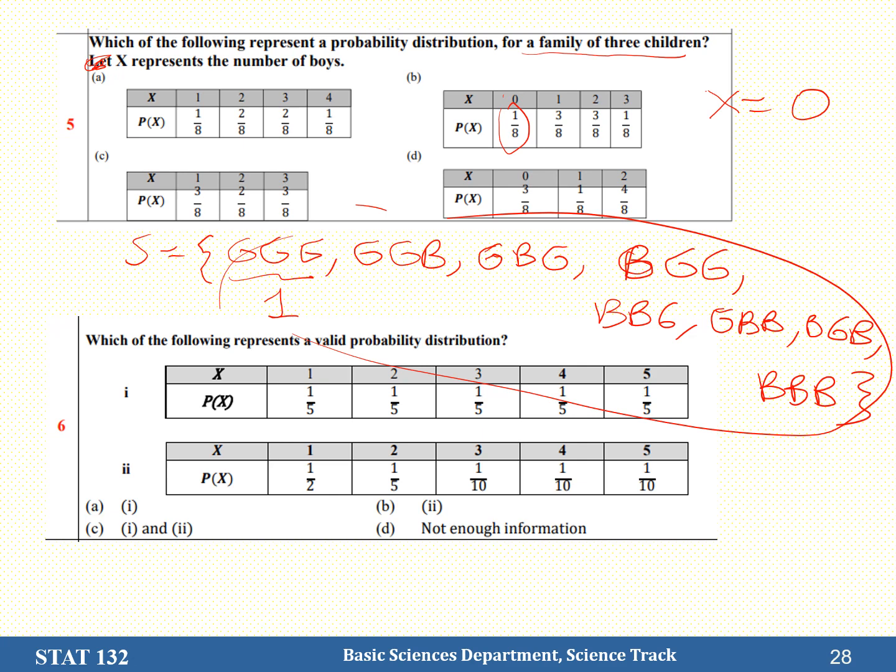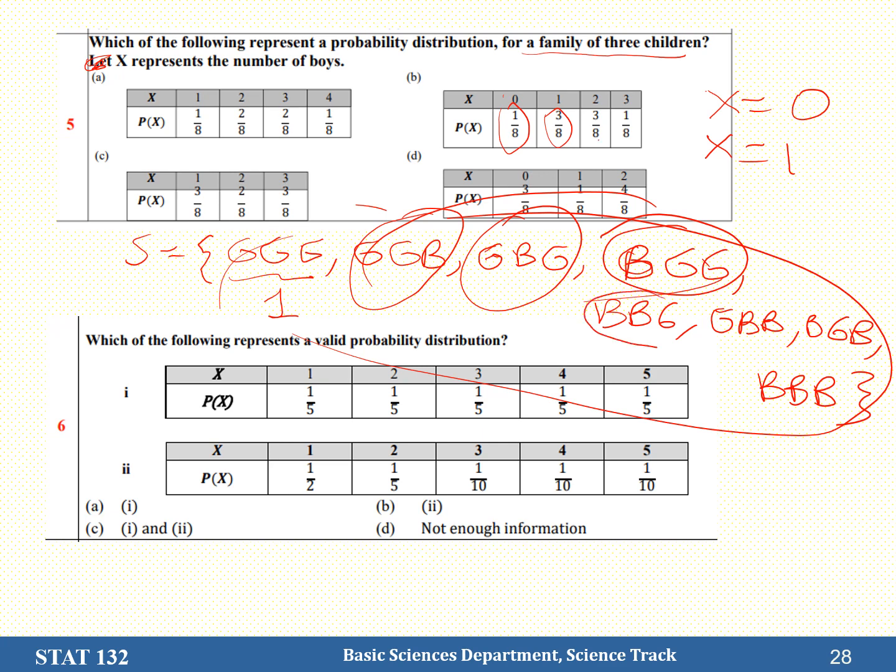So for x equal to 1, there will be one boy, 1, 2, 3. So it will be 3 out of 8, so it will be 3 over 8. And for 2 boys, we have these 3 cases. It will be 3 over 8. And 3 boys, it's 1 over 8. So it will be just B.